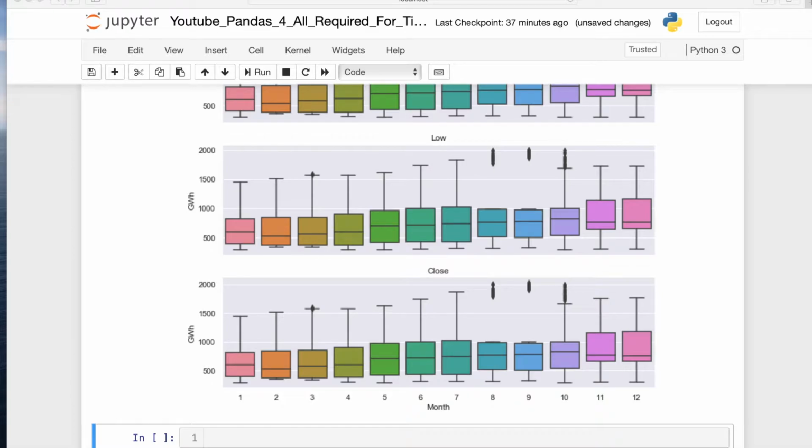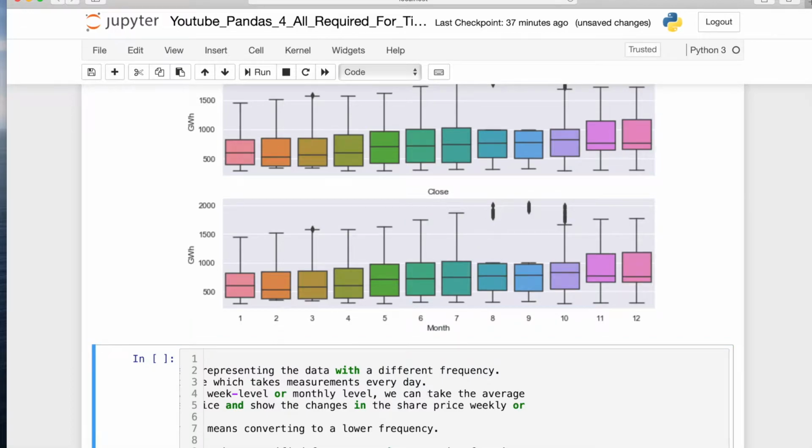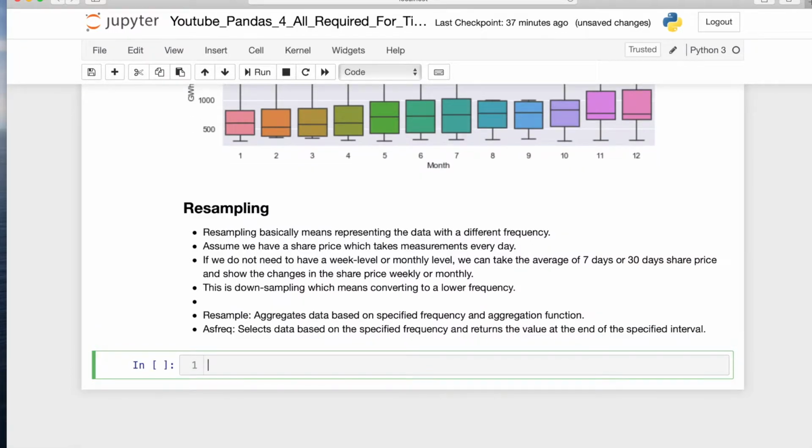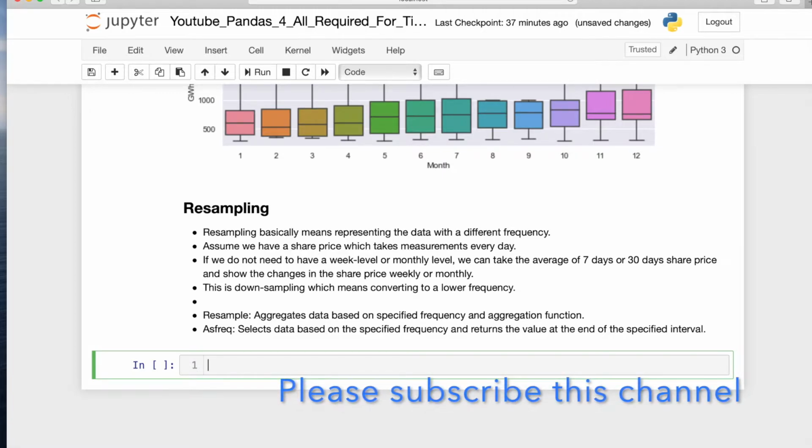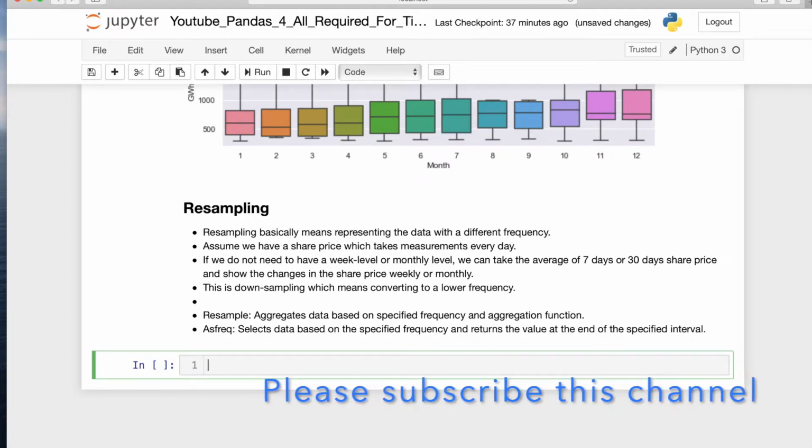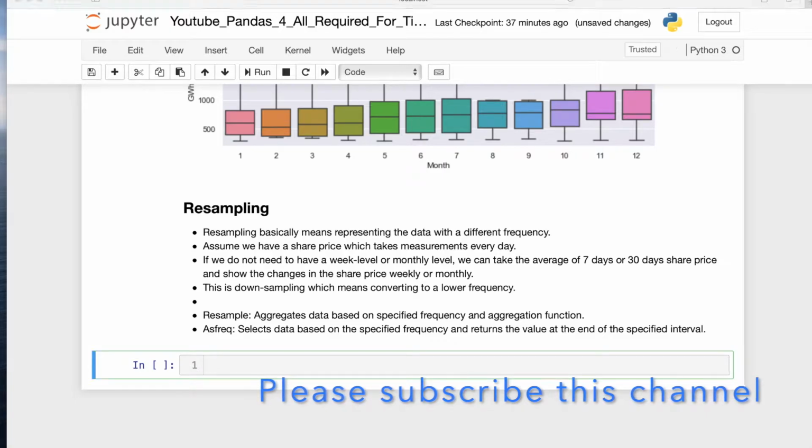Now let me show one other important concept in time series, and that is called resampling. What is the meaning of resampling? Suppose you have data for each minute or each day, but each day is high frequency. I want to reduce the frequency, I want to see month wise, or use quarter wise to visualize the data. That is called resampling.